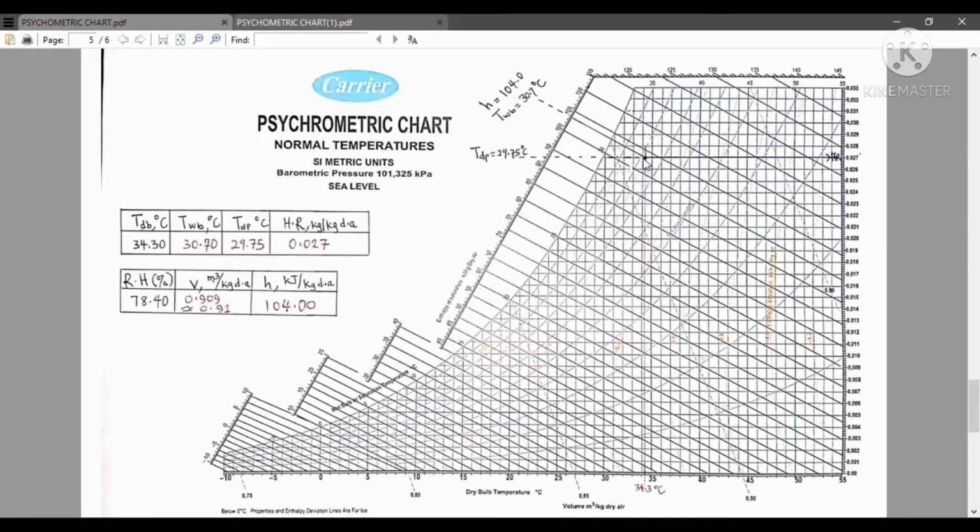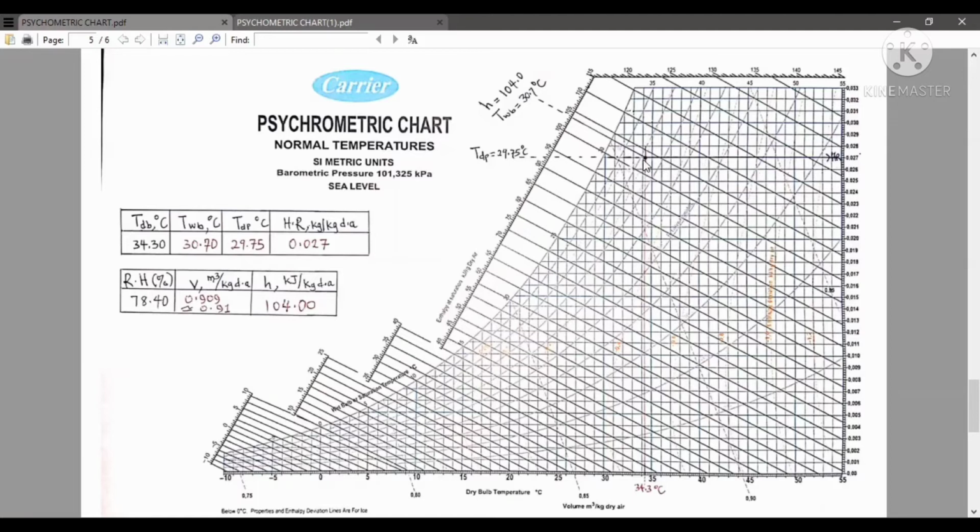From this same point, you can read the dew point by going this way, parallel to the horizontal line, and then read out the temperature here. This is 29.75 degrees centigrade. Also, we are meant to determine the humidity ratio or the humidity, which can be read off here on this line as 0.027 kilogram per kilogram of dry air.